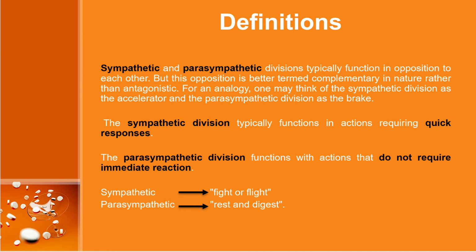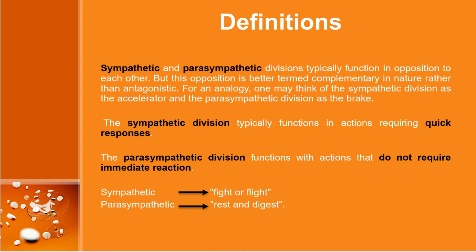So just going back to some definitions and some key phrases and words that we have been looking at. The sympathetic and the parasympathetic divisions typically function in opposition to each other. But this opposition is better termed complementary in nature. So they're not fighting each other. They're complementary rather than antagonistic. For an analogy, one may think of the sympathetic division as the accelerator and the parasympathetic division as the brake. So one is pushing us to go forward, the other one is saying, hold up.